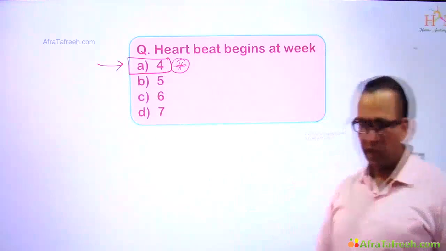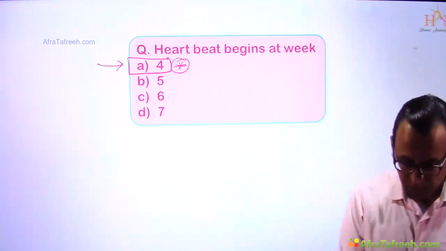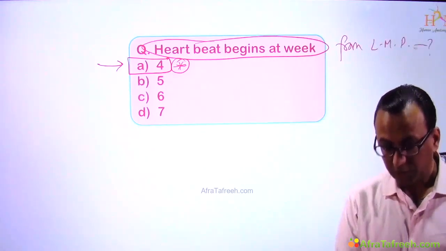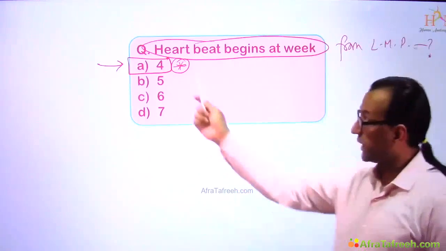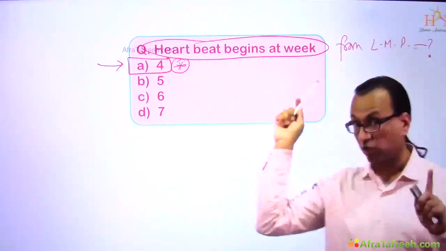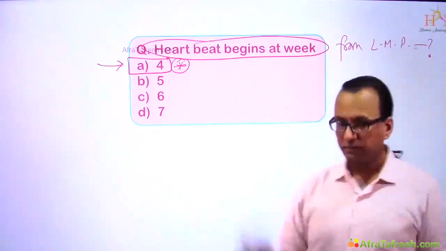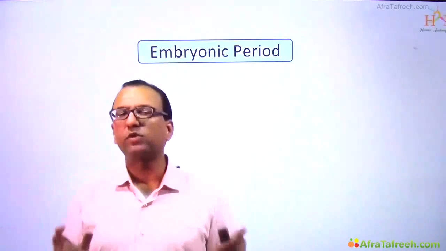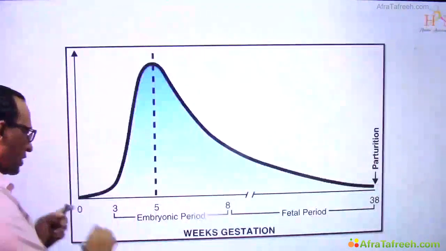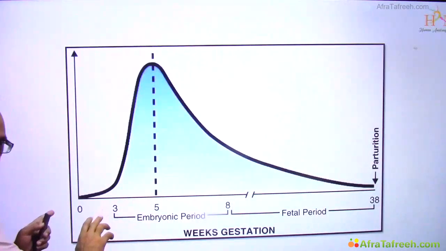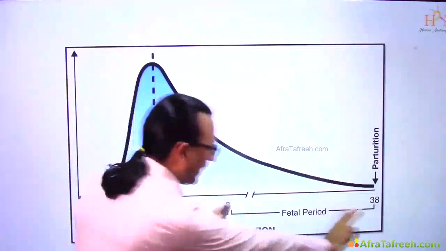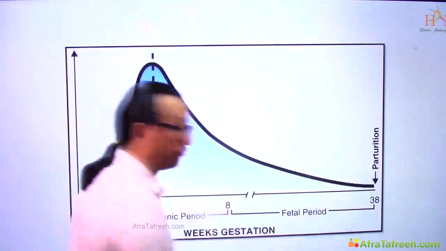But if somebody asks you this same question as the heartbeat calculated from the LMP, then what will be your answer? In that case, you have to change your answer if you're calculating from LMP, because this is going to be gestational age. And then your answer will become 6 weeks. If you talk about the embryonic period, it is always post-ovulation. And you will see 0 to 3 week is pre-embryonic stage, 3 to 8 week is embryonic stage, and beyond 8 weeks till 38 weeks is the fetal stage.